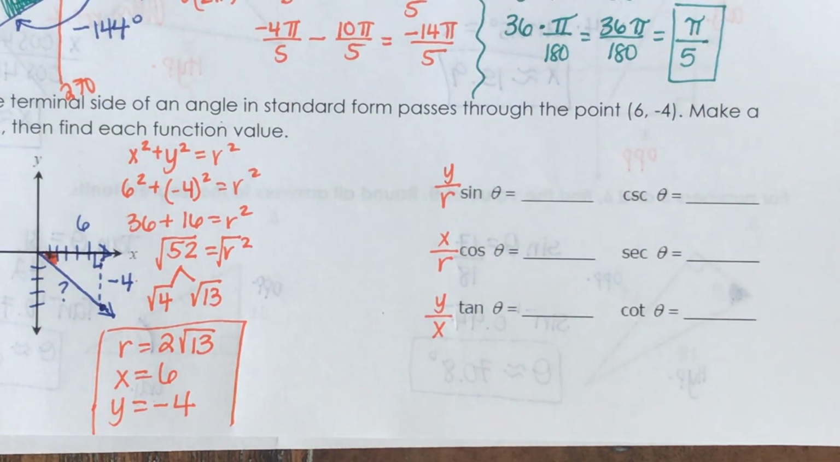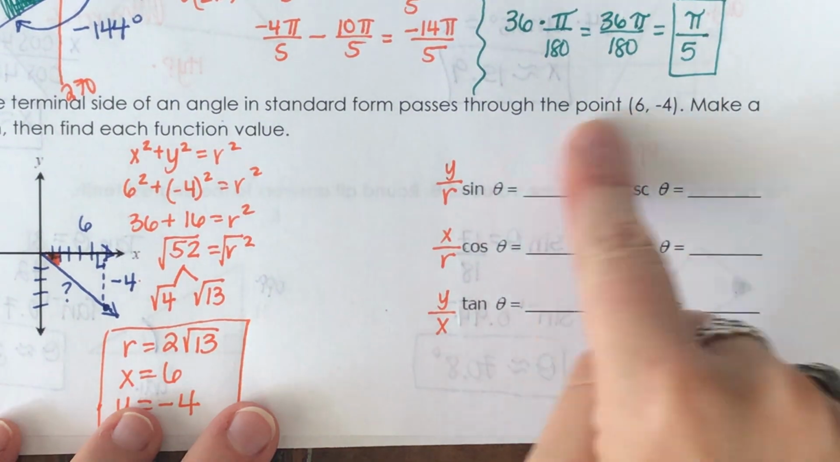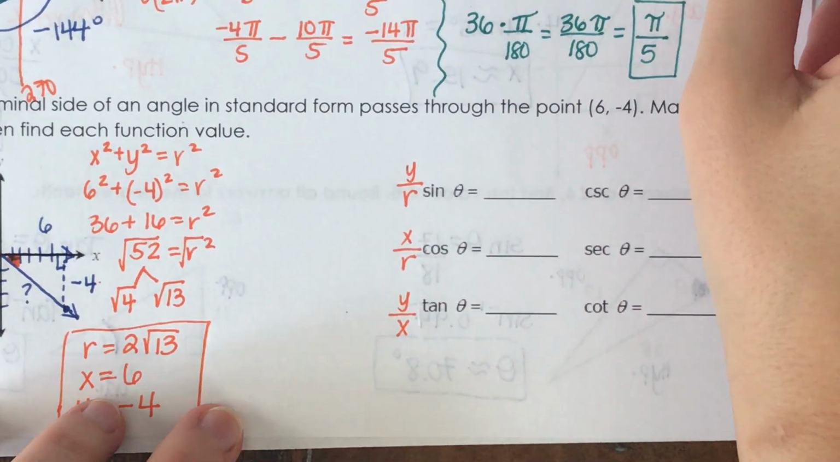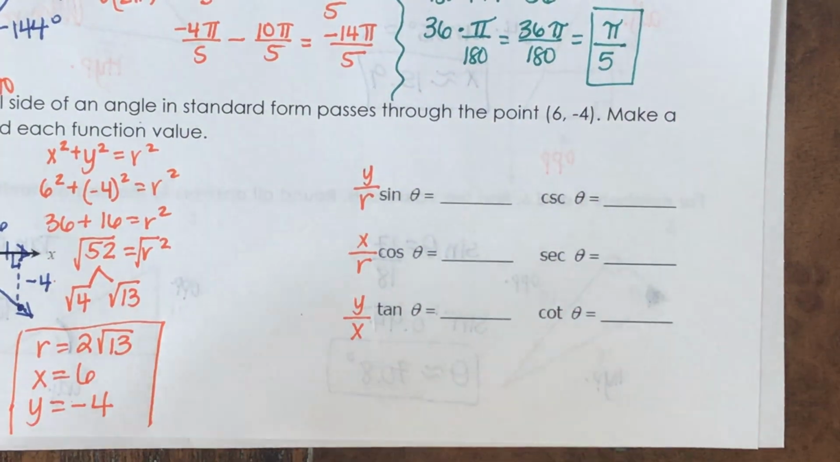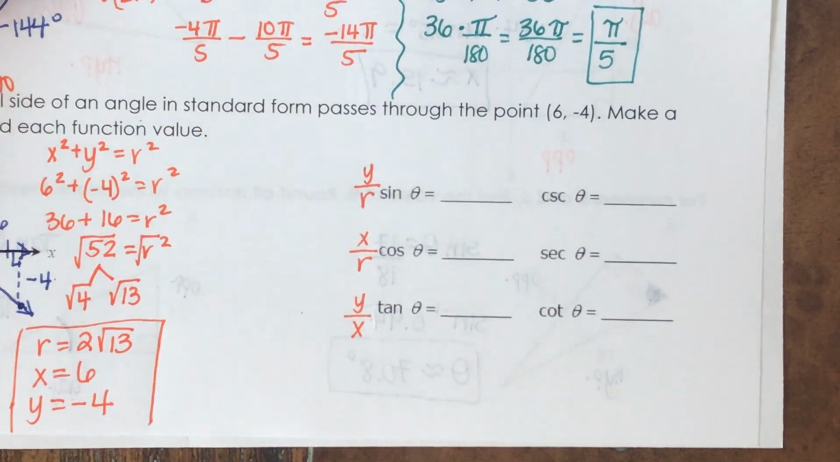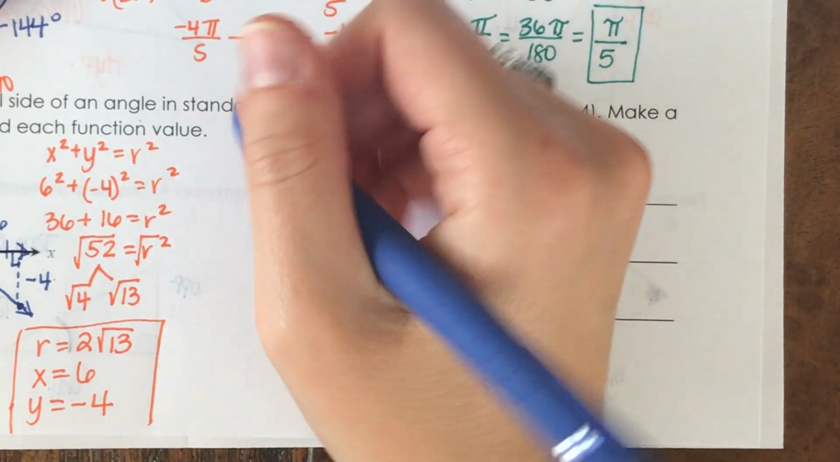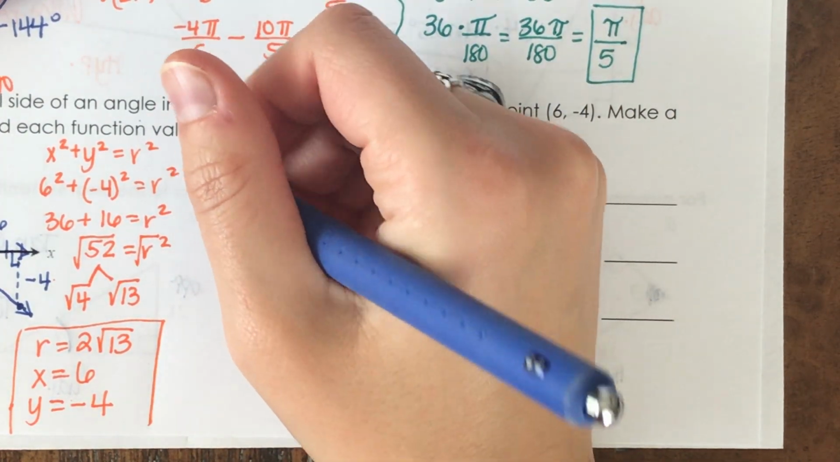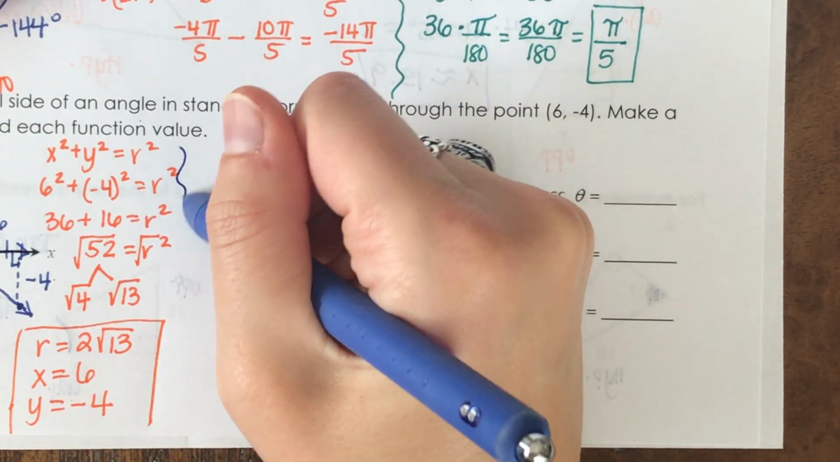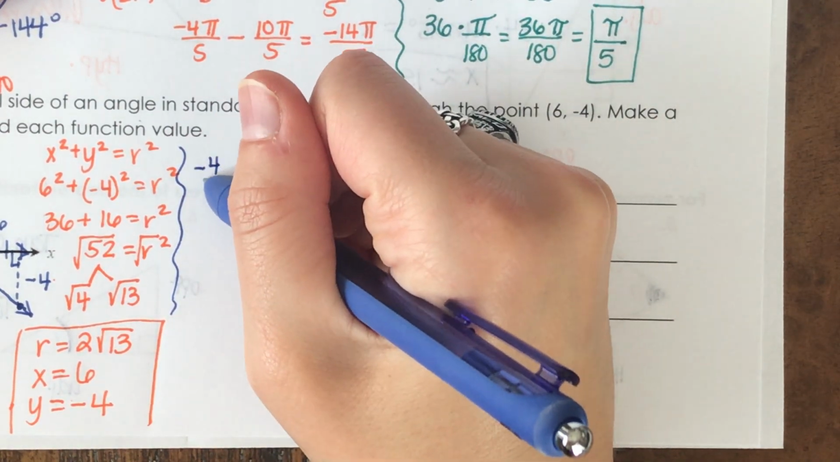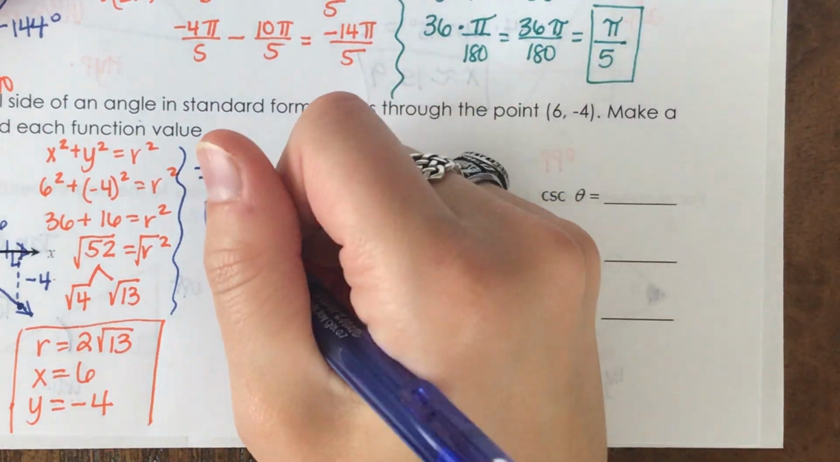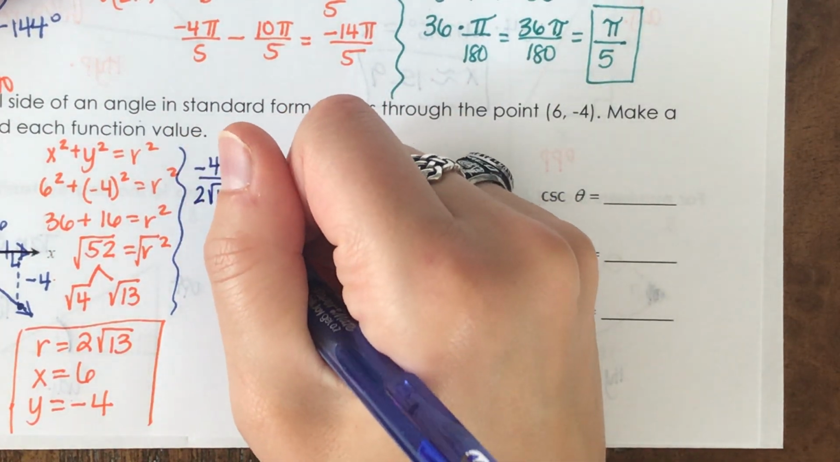Okay, so let's start by doing our trig functions here. Make sure everything's in the screen. Okay, my sine is y divided by r. So I'll do it over here, right where there's a little bit of space. My y value is -4. My r value is 2 radical 13.